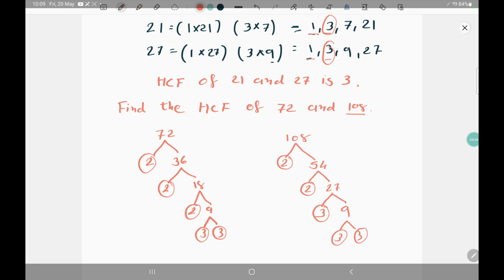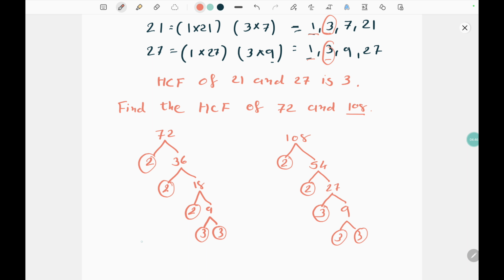Okay, now we have made this tree diagram. I will write the numbers as a product of prime factors. So for 72: 2 times 2 times 2, and 2 3s, so 3 times 3. Okay, let's take 108's prime factors. So 2 times 2, two 2s and three 3s. So 3 times 3 times 3.